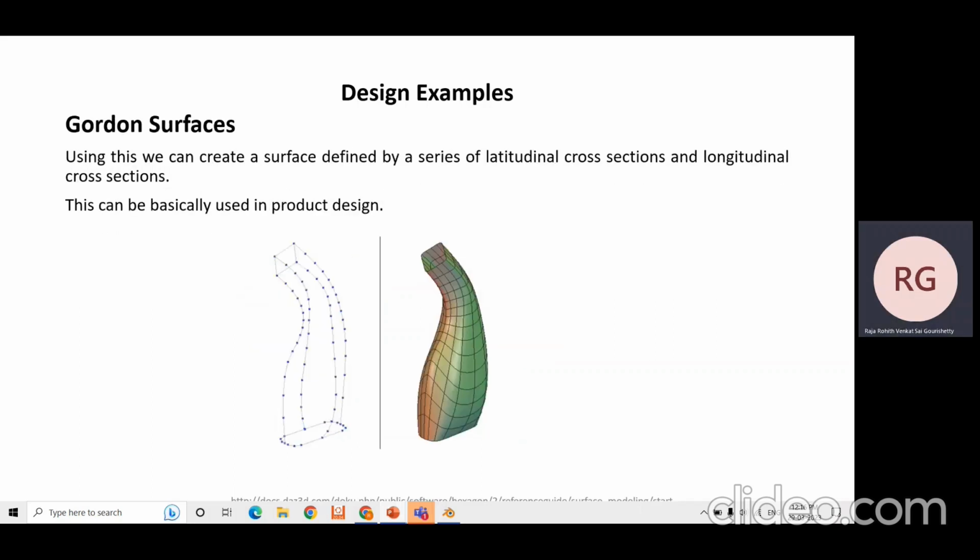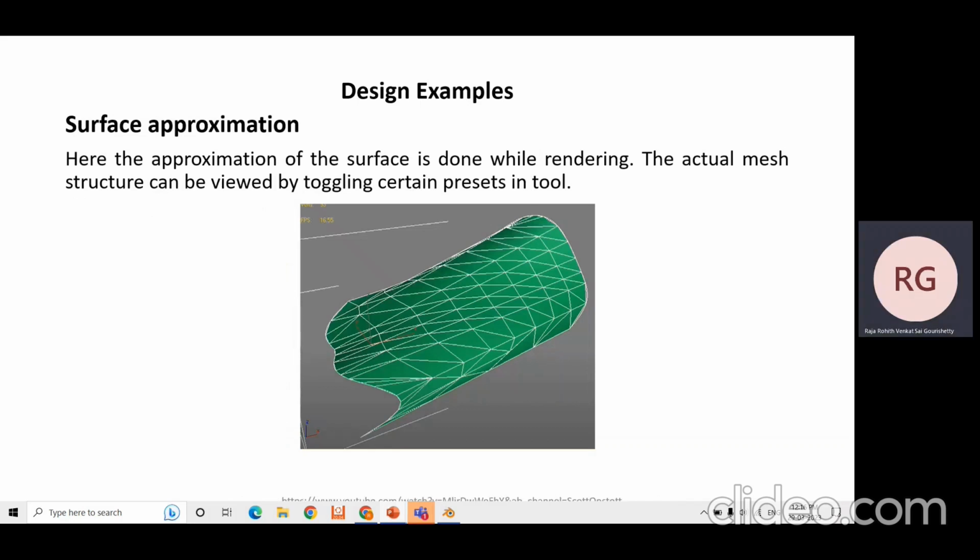Next, we see Gordon surfaces. Using this, we can create a surface defined by a series of latitudinal cross-sections and longitudinal cross-sections. This can basically be used in product design. Next, we see surface approximation. Here, the approximation of the surface is done while rendering. The actual mesh structure can be viewed by toggling certain presets in the tool, as you can see in the diagram.